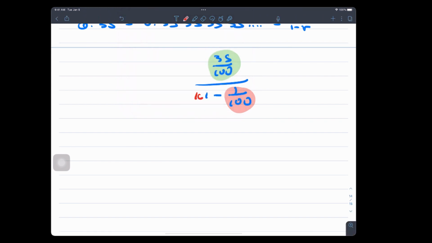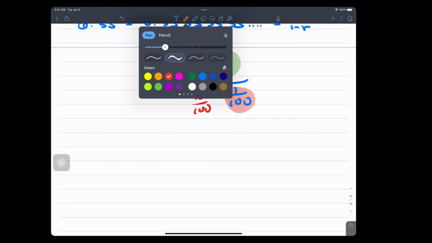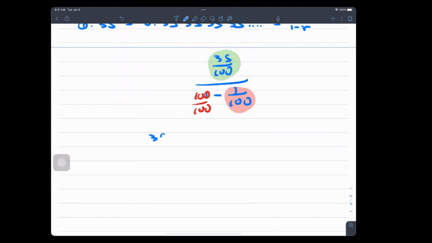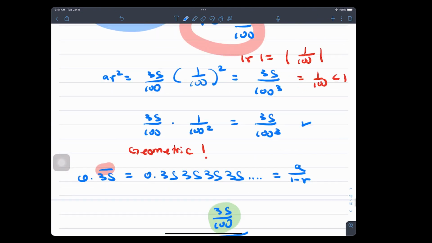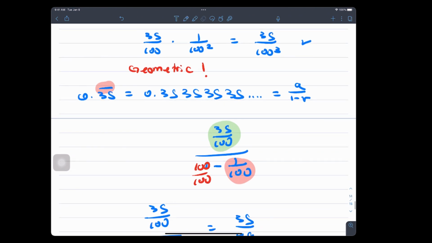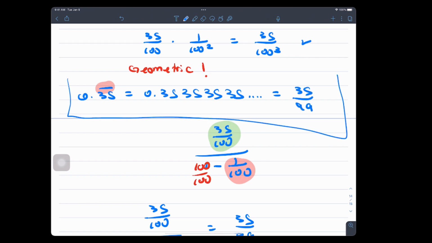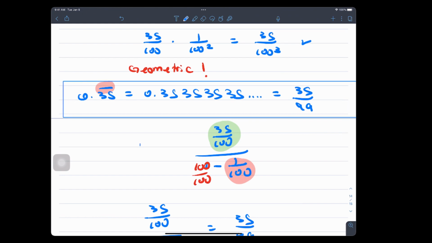So do a little bit of arithmetic. You say, what's my arithmetic? This is 100 over what? 100. So we get 35 over 100 divided by really 99 over 100. And that's going to be what? 35 over 99. So let's write down what this means here. What did you just find? That this sum here is 35 over what? 99. So these non-terminating decimals are in fact fractions.